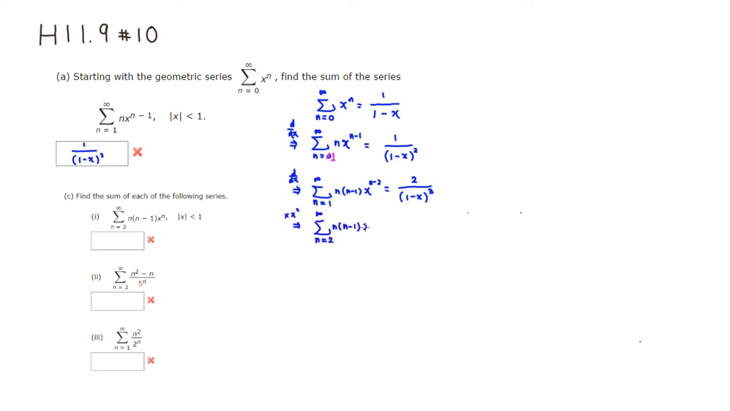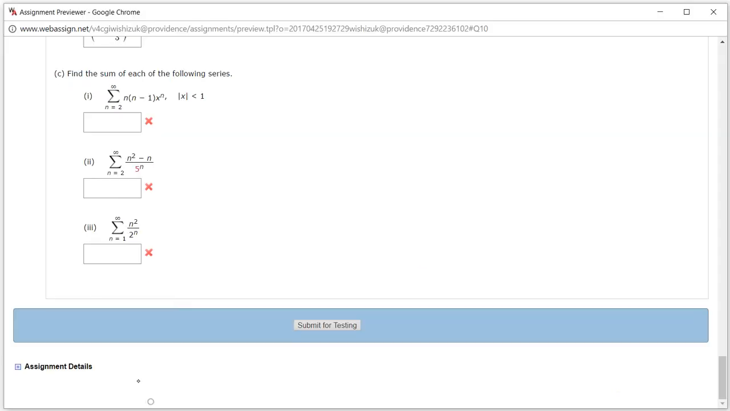Then this is going to be x to the n because of the x squared there. So you have 2x squared over 1 minus x cubed. All right, so that goes in here. So 2x squared over 1 minus x cubed. All right, so let's type it in.